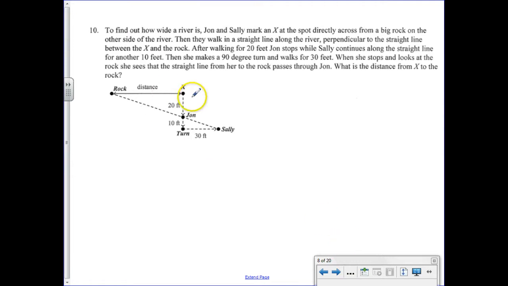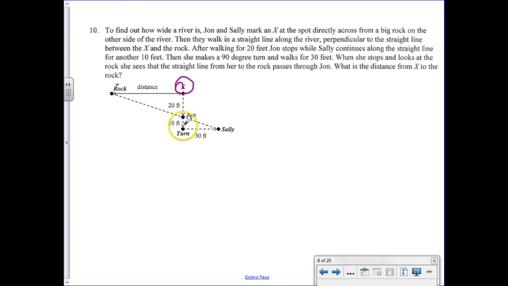Now, I can tell already by this picture I'm going to have issues. Let's read through it. To find out how wide a river is, John and Sally mark an X at the spot directly across from the big rock on the other side of the river. Okay, so there, oh, here's the rock right here. Then they walk in a straight line along the river, perpendicular to the straight line between the X and the rock.